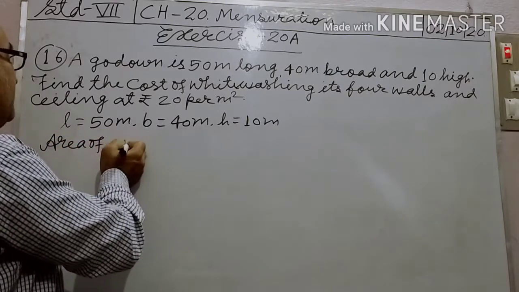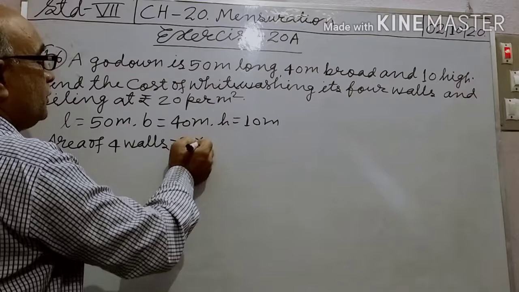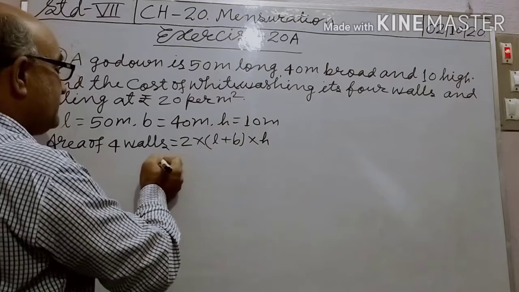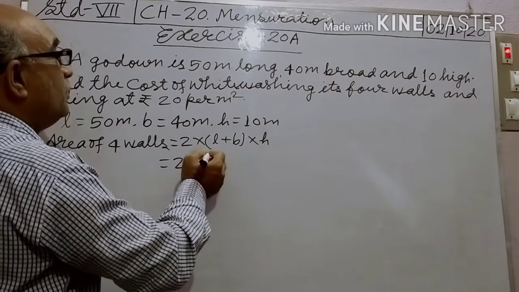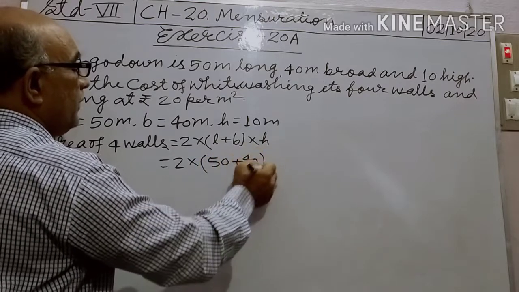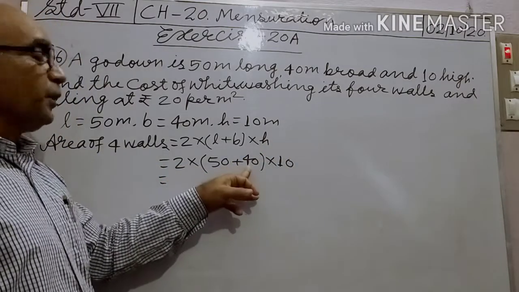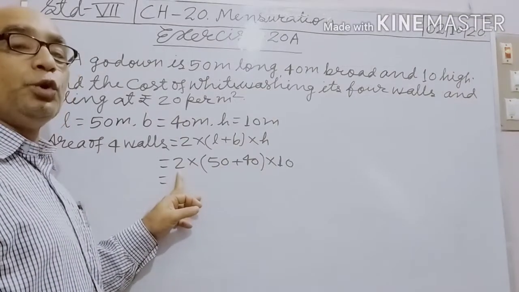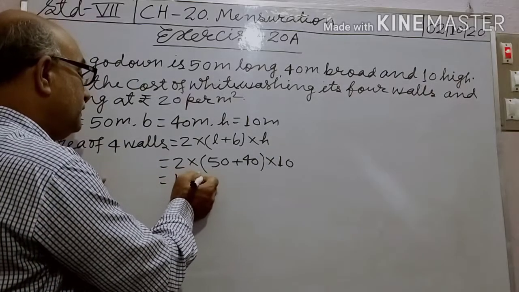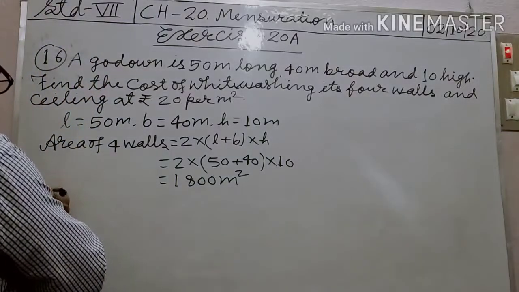So area of four walls equal to 2 into L plus B into H, equal to 2 into 50 plus 40 into 10. 50 plus 40, 90. 90 into 2, 180. 180 into 10 equal to 1800 meter square.